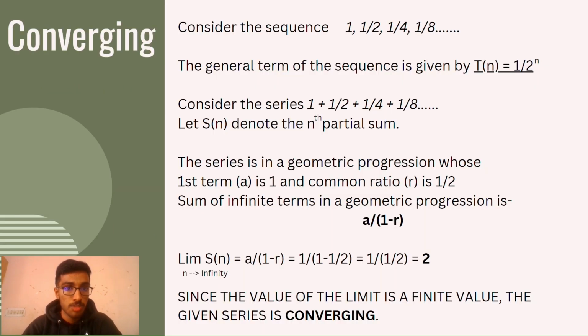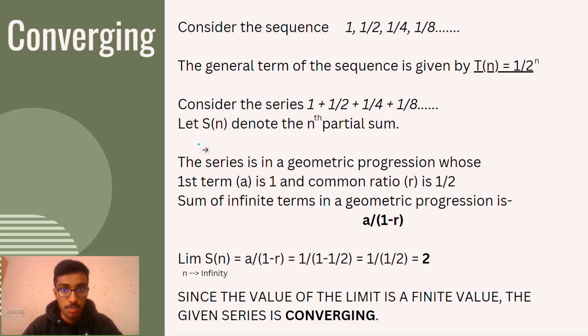So firstly, coming to converging series. So let us consider the sequence 1, 1 by 2, 1 by 4, 1 by 8. So the first and foremost step is always to write the general term of the sequence. The general term of the sequence is given by 1 by 2 power n. So let us convert the sequence into series. So we get the series as 1 plus 1 by 2 plus 1 by 4 plus 1 by 8, and let Sn denote the nth partial sum.